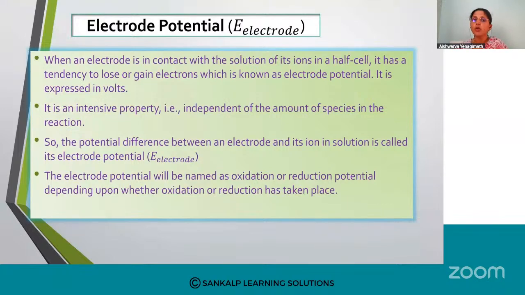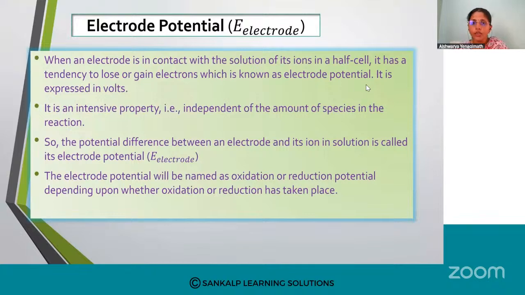So what is electrode potential? When an electrode is in contact with the solution of its ions in a particular half cell, it has the tendency either to lose electrons or gain electrons. We name it an oxidation half cell if it is losing electrons, and a reduction half cell if it is gaining electrons. So when an electrode is in contact with the solution of its ions in the half cell, a potential is developed, and that potential we call electrode potential.